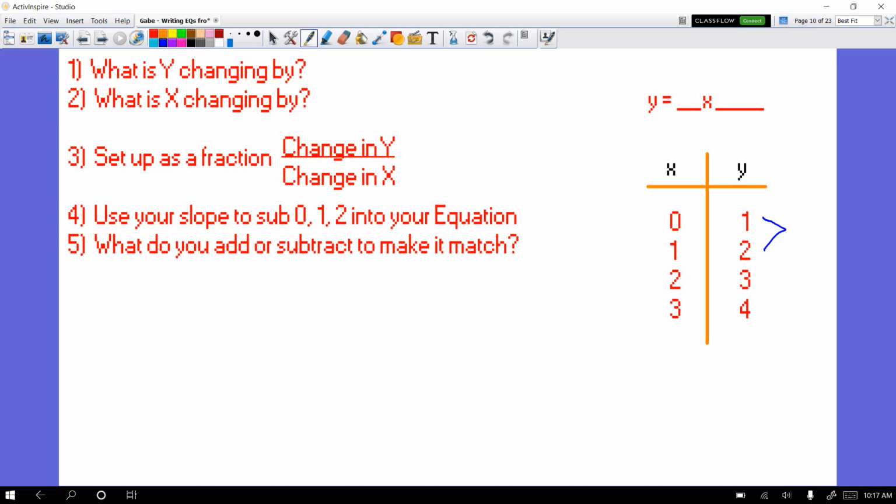What's y changing by? Plus 1. What's it changing by? Plus 1. What's it changing by? Plus 1. So you can see already that your rise is 1. There's your change in y. I'm just going to put a 1 right there. What's x changing by? Plus 1. Plus 1. Plus 1.